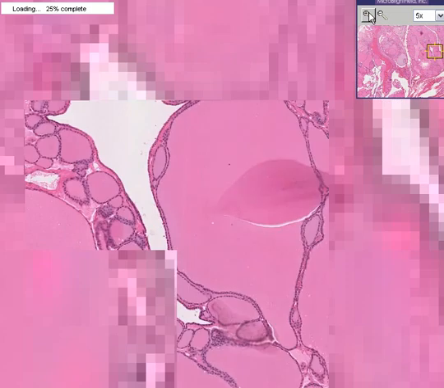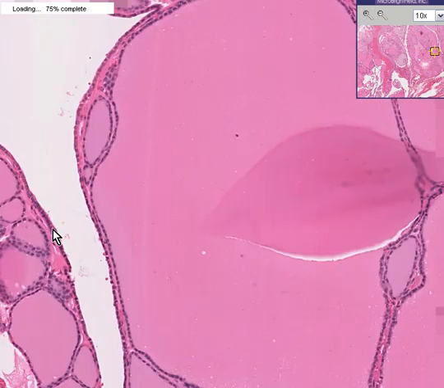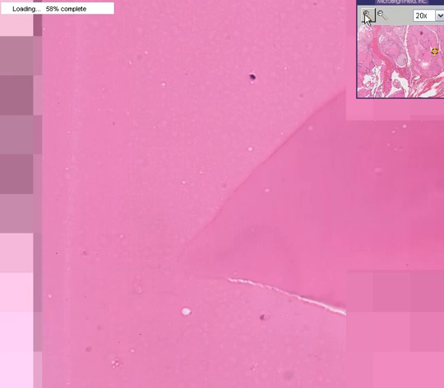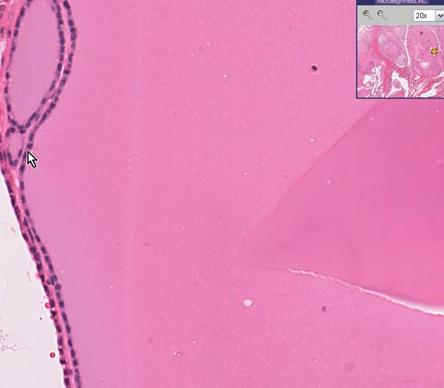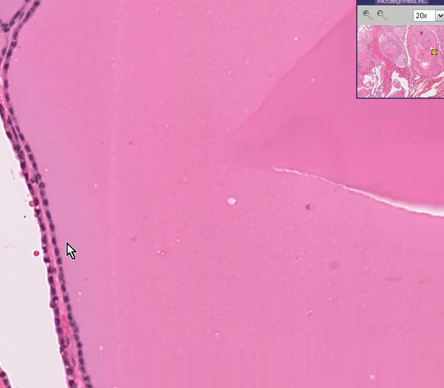As long as we have a high power here, let's zip down to one of these follicles just to verify the fact that these large colloid follicles are lined by these relatively cuboidal thyroid follicular cells.